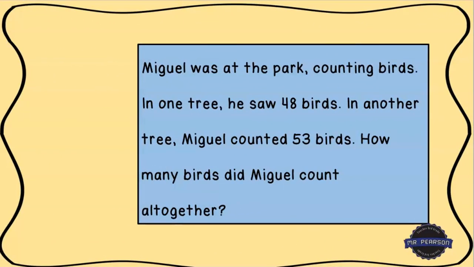Okay, I hope you've had time to solve the problem. And let's go ahead and, as we always do, if you've been following along with me, the first thing we're going to do is circle our numbers. So I'm going to look through here. Miguel was at the park counting birds. In one tree, he saw 48 birds. All right, so I'm going to go ahead and circle.